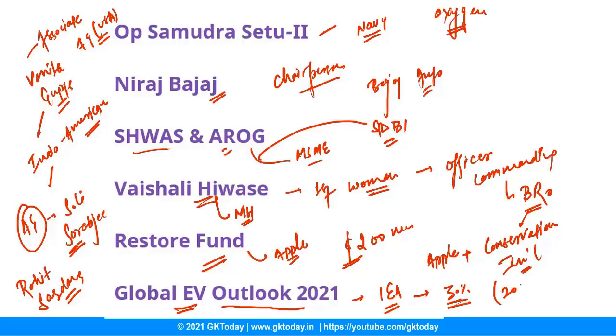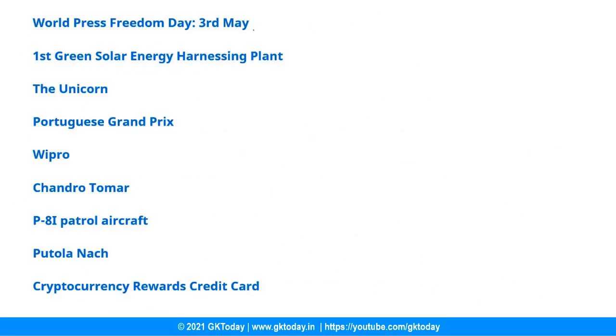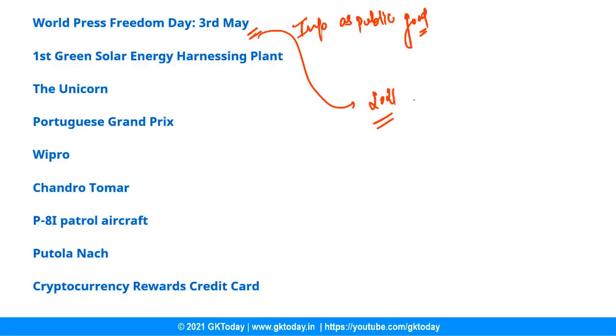World Press Freedom Day. It was on 3rd of May, and the theme was Information as Public Good. And the 2021 Global Conference is organized by UNESCO in association with Government of Namibia. It is an African country. So theme of World Press Freedom Day was Information as Public Good. The 2021 event was organized by UNESCO in association with Namibia.